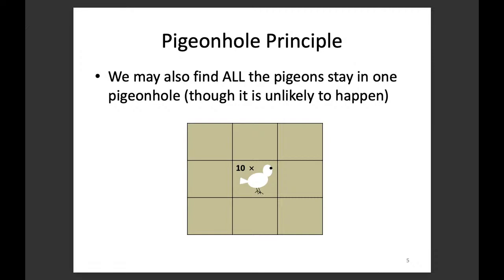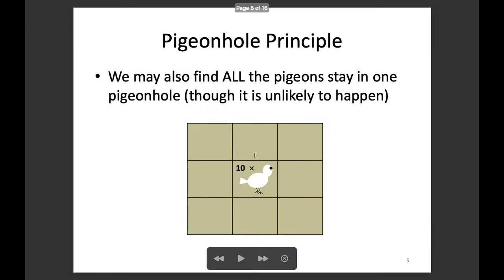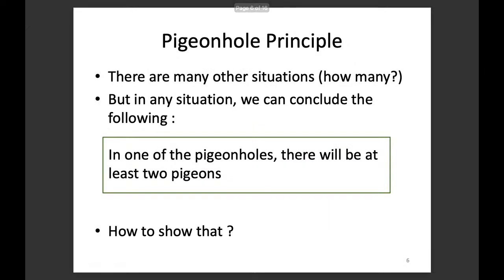What we want to say is that no matter what happens, in this scenario we have 2 pigeons in some hole, and here we have 10 pigeons in some hole. What we want to claim is that no matter what happens, we must be able to find a certain hole with 2 or more pigeons. So in one of the pigeonholes, there will be at least 2 pigeons.